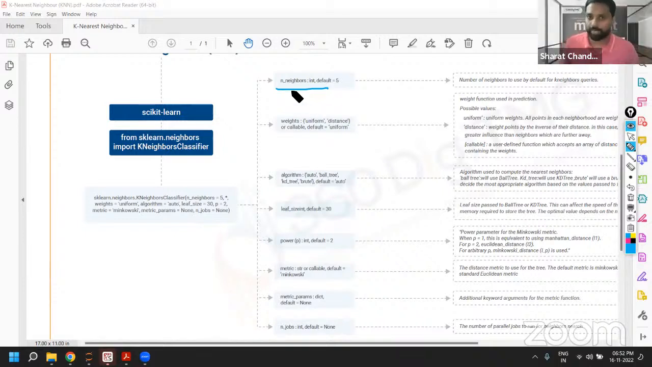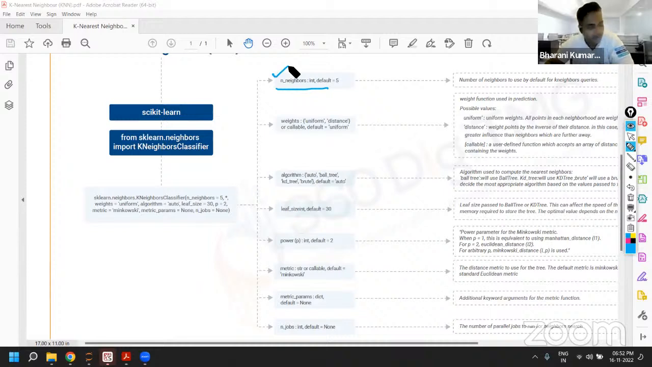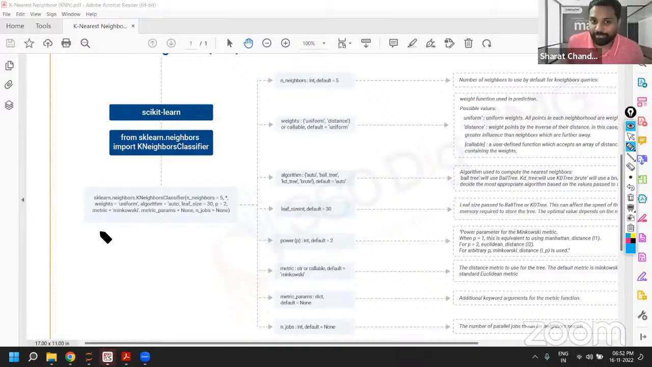So the next question is, what do you think will be the range of this K value? What is the minimum K value going to be, and what is the maximum K value going to be? All right, another very important question.